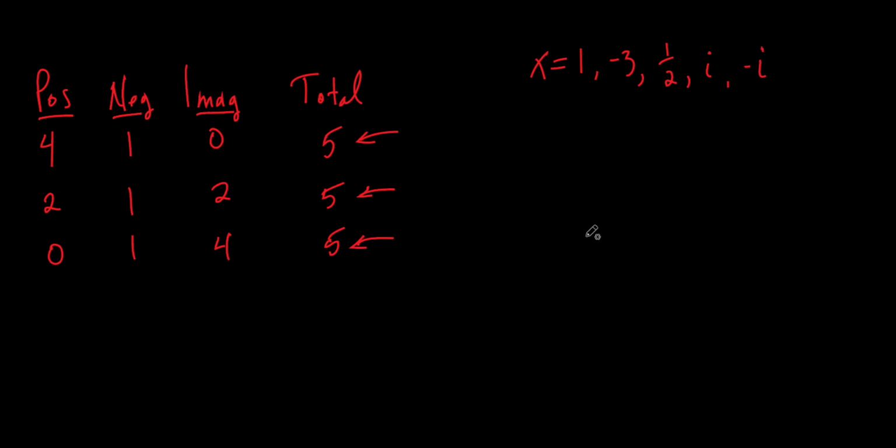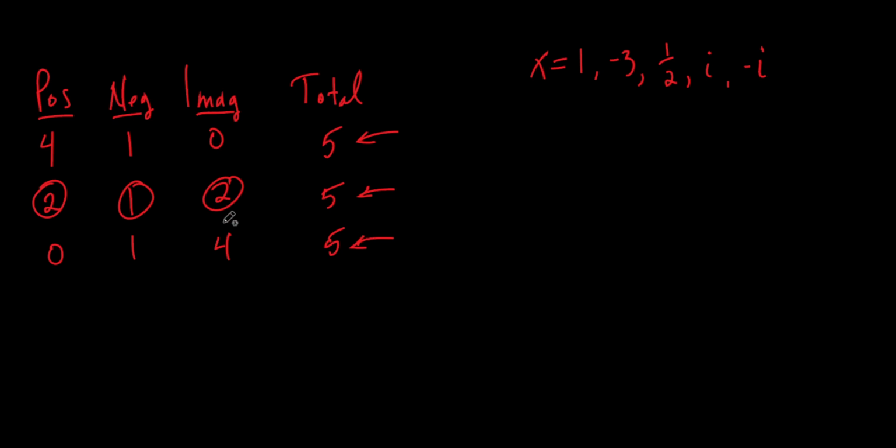So we did that. So which one of these? One of these does work. Which one do we get? The middle one. We got 2 positives right there. We got 1 negative right there. And we got what? 2 imaginaries right there.